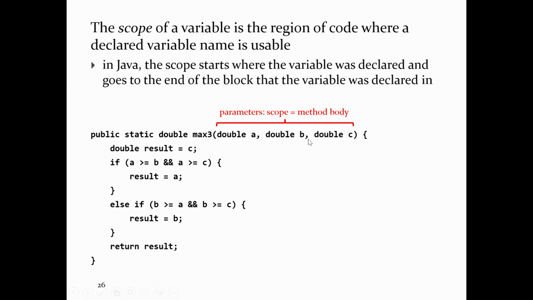For your parameters, the scope starts here, so a, b, and c. This says that your method max3 has these variables a, b, and c. The scope starts immediately inside the body of the method. So now at this point, a, b, and c are usable. Where is the end of this scope? Well, it's down here. So I can use a, b, and c anywhere between there and there.